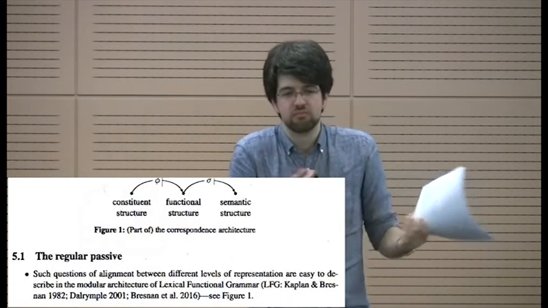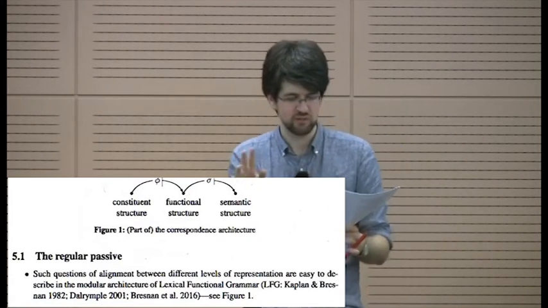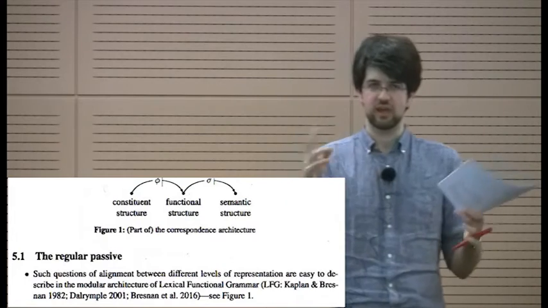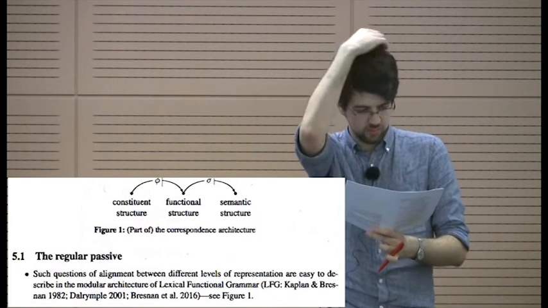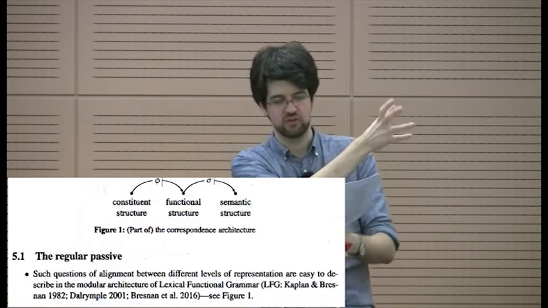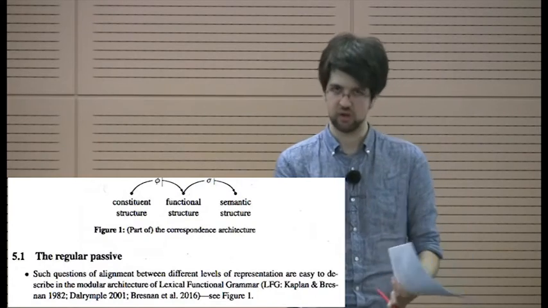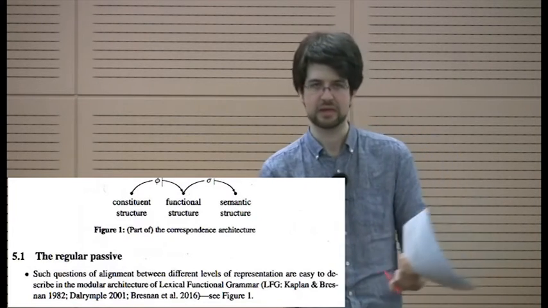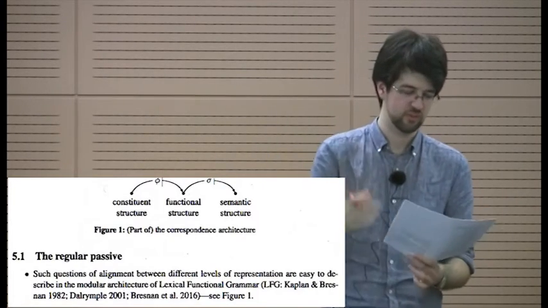So I think LFG has an easy time describing this kind of thing because of the modularity. I'm assuming everyone knows a little bit about LFG, but I'll go over some basic stuff. Because we have this very modular grammar, it's easy to describe these relationships between the different levels. So in figure one, you've got this baby version of some part of the correspondence architecture. The classic LFG is the constituent structure and the functional structure, right? You have the tree, the constituent structure, which tells you about hierarchy, constituency, linear order, this kind of stuff. And then you have the functional structure that tells you about more abstract things like grammatical functions, long-distance dependencies, binding, that kind of thing. And they're connected by this function phi that projects from the C structure to the F structure.